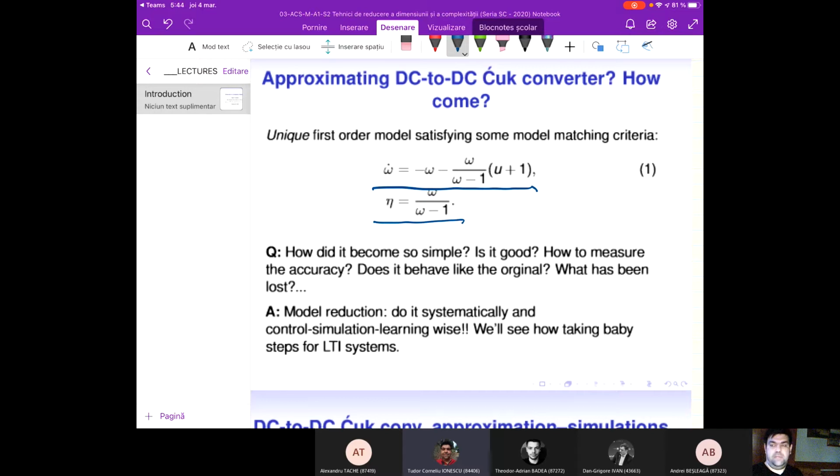Essentially, I'm using the control goal for this purpose. Okay, so we'll see how model reduction is performed. I'm saying here baby steps to understand model order reduction techniques for linear time invariant systems. First we are going to understand what linear time invariant systems are, what their properties are, how they behave, and what controlling these things means.